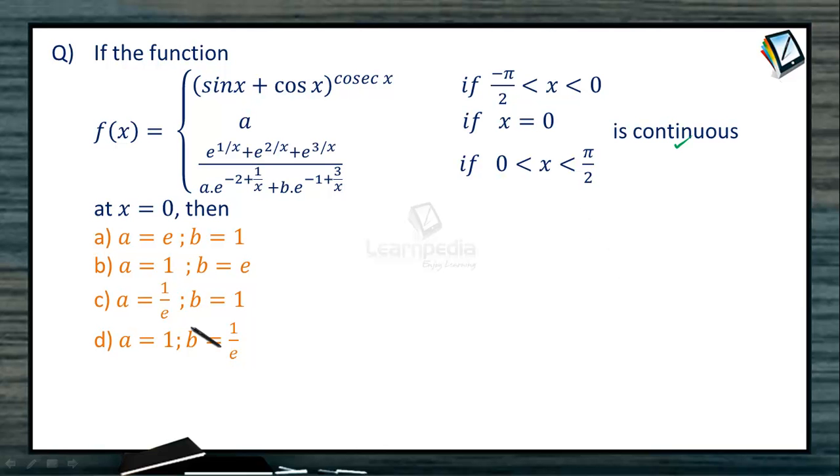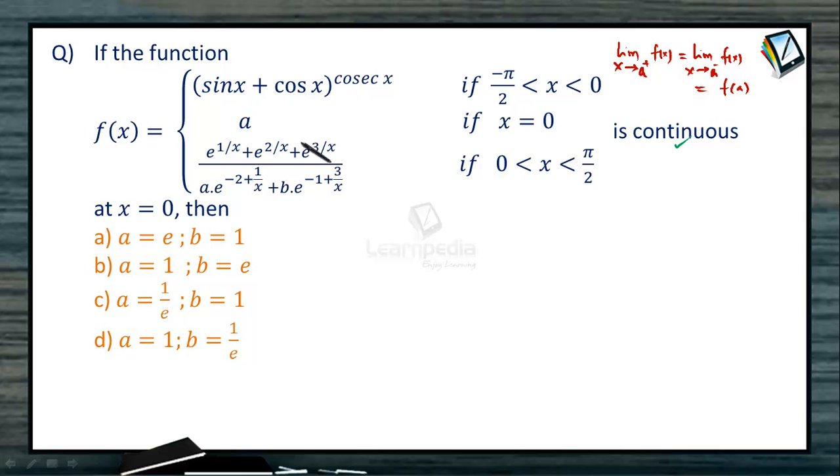Now if you remember, when do we say a function f of x is continuous at some point x equal to a? Provided the limit as x tends to a plus of f of x, that is the right hand limit, is equal to the limit as x tends to a minus of f of x, the left hand limit, and both of these limits are equal to the functional value at a, then we say the function is continuous.